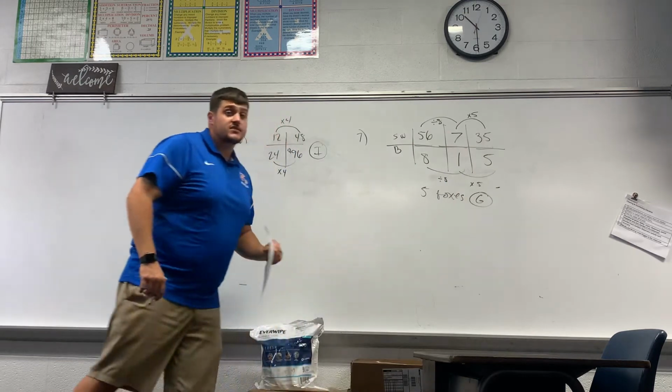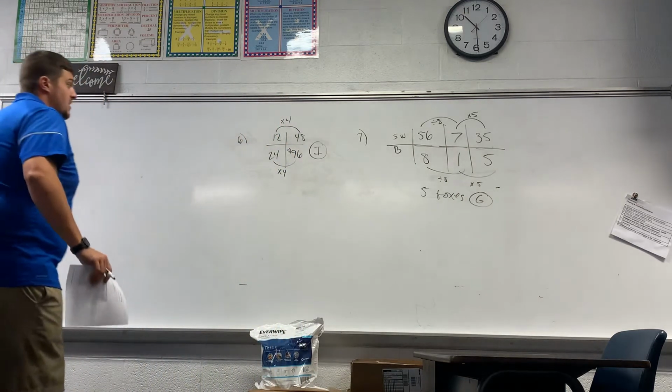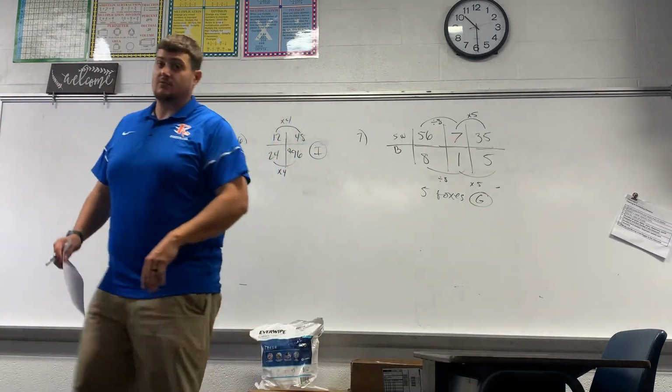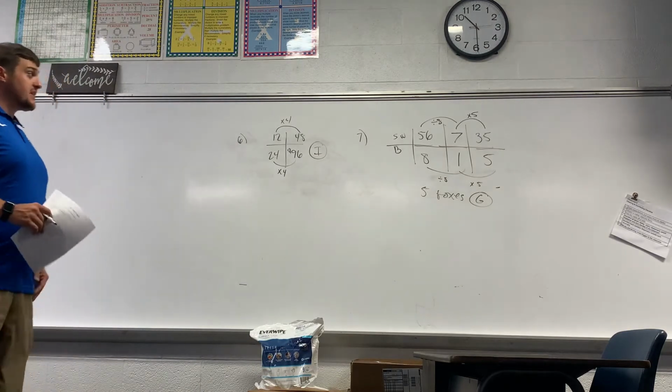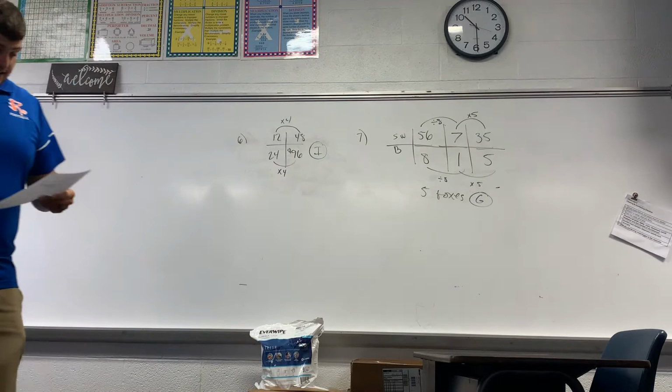So 35 sweaters is going to have 5 boxes. Okay, so that's how you do those. Remember, we had to scale forward and scale back. We talked about that in ratio tables. So in that case, we had to scale back first by dividing, and then we scale forward by multiplying.